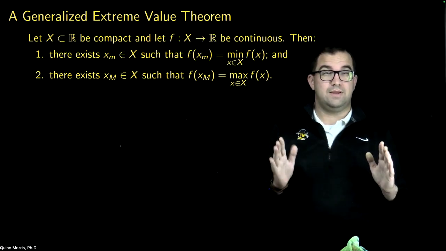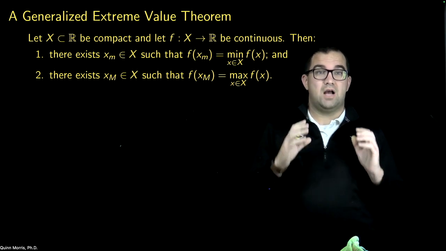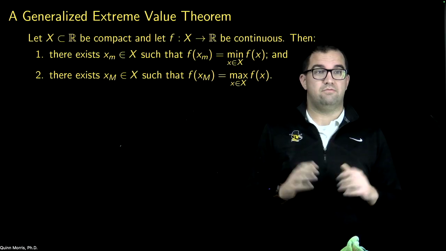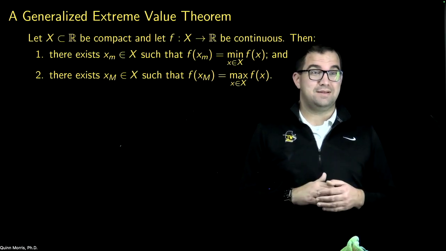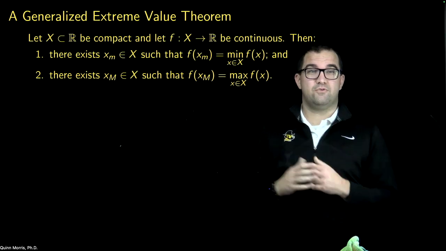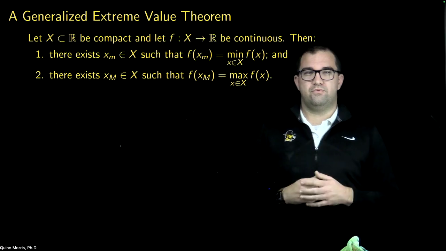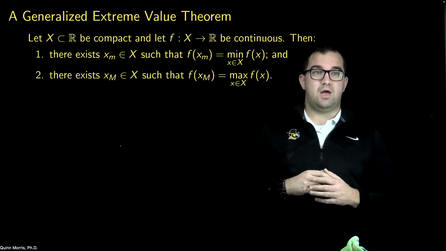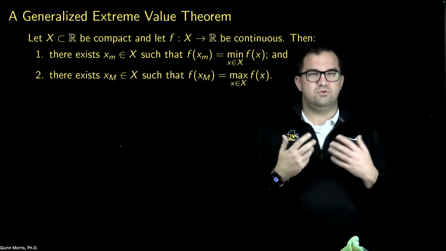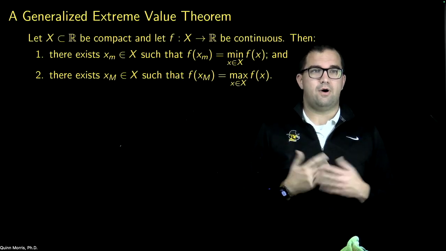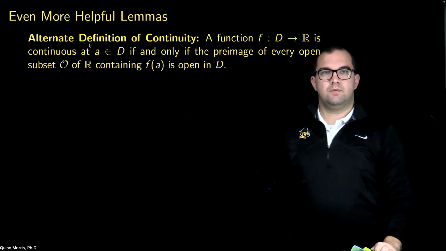Again, all I'm really doing here is replacing the closed and bounded interval [a,b] with a compact subset of the real numbers. Now, as we're seeing becoming a trend, before we prove this, we first want to prove a couple of helpful lemmas that will make our proof go a bit easier. I'm not going to fully flesh out all of these lemmas, although I'll at least give you some intuition for why this is true.